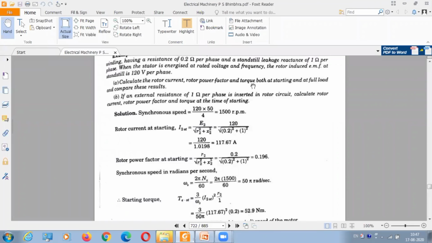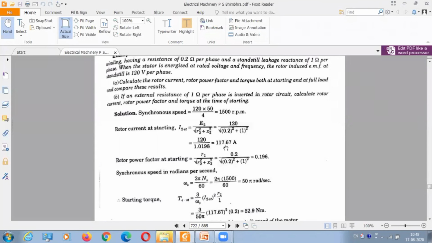Torque. So for torque you need power. You can calculate your power I square R by S. So I2 square R by S, since we are taking starting current. So this is I2 or I2 ST, starting current. R2 by S, S is 1.